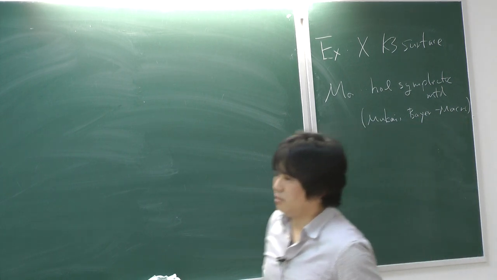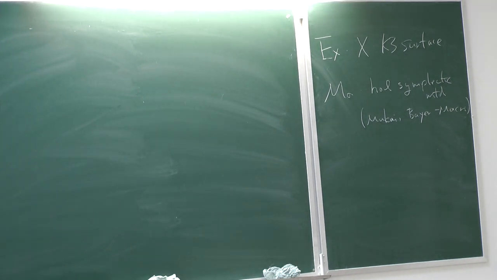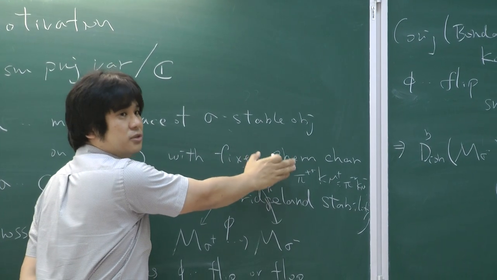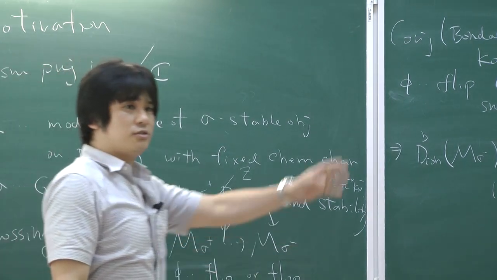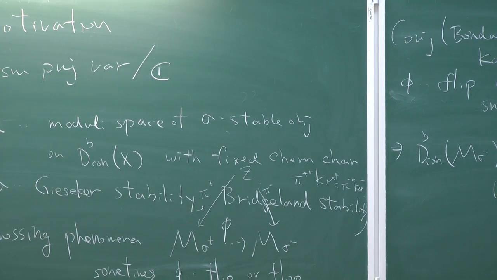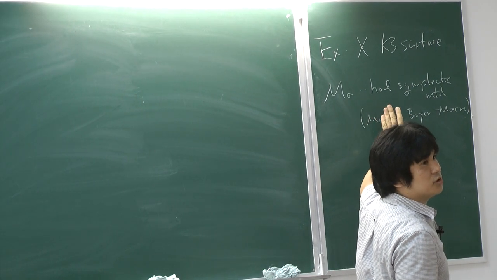So if I fix a Chern character with a primitive Mukai vector, and if you take a generic stability condition, then this holds. Anyway, if you don't assume projectivity, this is always true. It always has a holomorphic symplectic structure on the stable part.